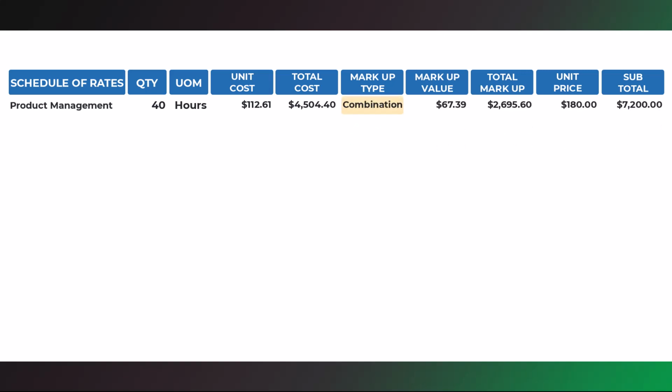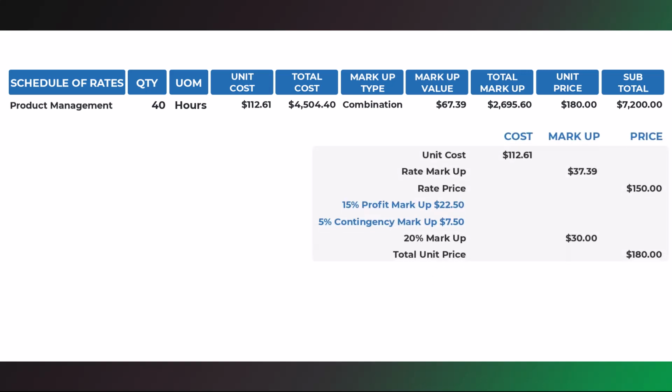If you prefer to use the first option, which means using a rate and then adding a markup percentage, then you need a combination markup when estimating. A combination markup uses a fixed dollar markup to create the rate. Then it applies the percentage markup on top of the rate. The percentage markup is both the profit and contingency percentage. Let's break down this formula.